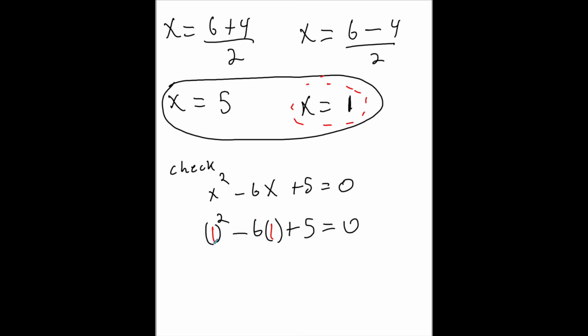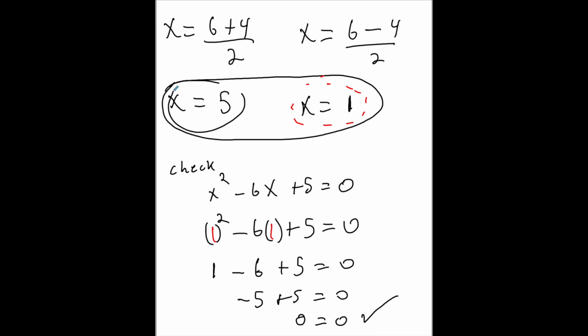So 1 squared is 1, minus 6 times 1 is 6, plus 5. 1 minus 6 is negative 5, plus 5 is equal to 0. And 0 is equal to 0 is a true statement, and so this checks out. If you try the second one, you'll notice that 5 also checks out. This is perfect.